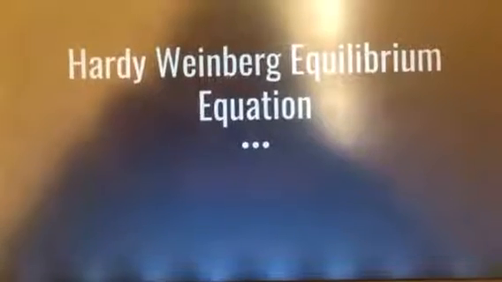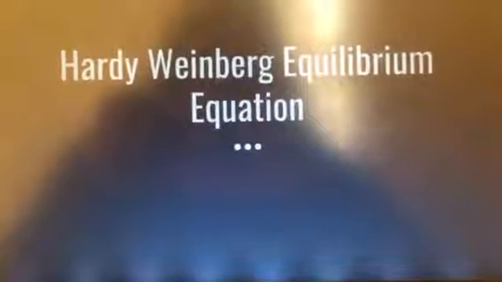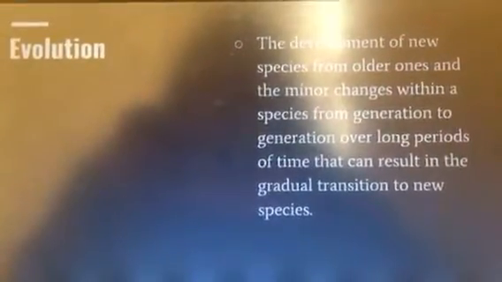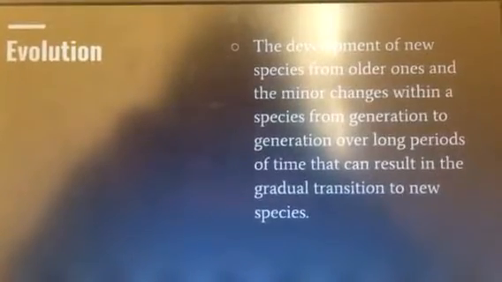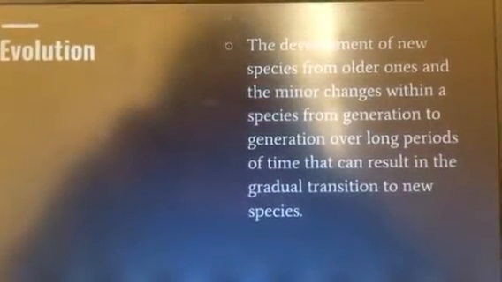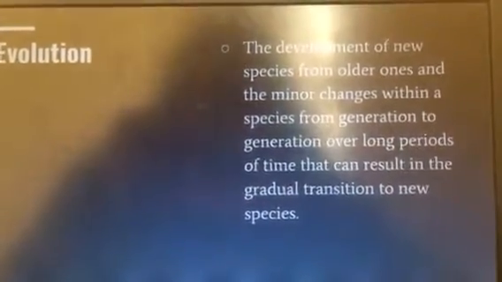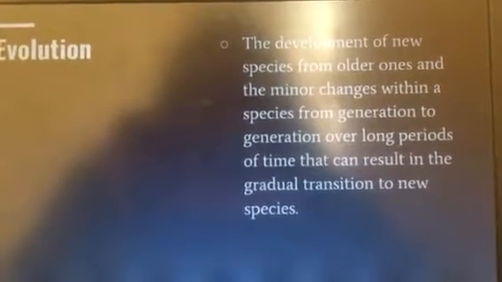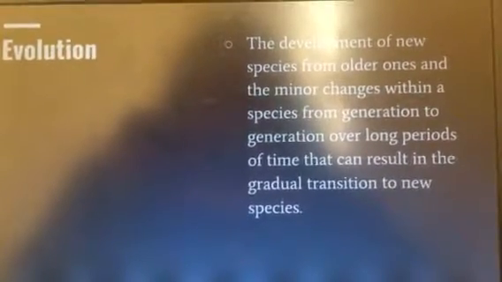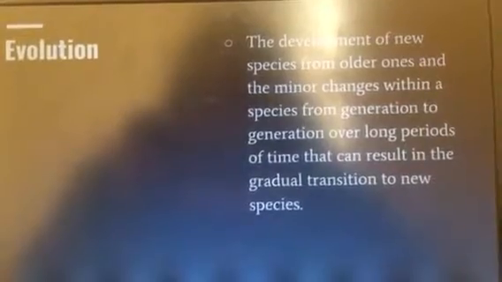Now we're going to learn about the Hardy-Weinberg equilibrium equation. To start, we have to learn more about what evolution is. Evolution is the development of new species from older ones and the minor changes within a species from generation to generation over long periods of time that can result in the gradual transition to new species.